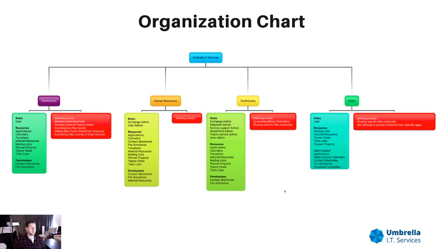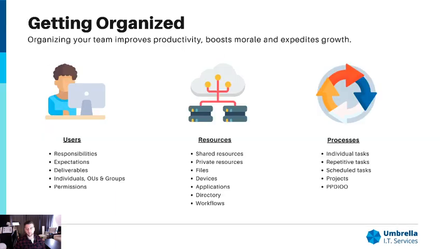So to summarize the organization section, as I mentioned earlier, I do have a tendency to rant, especially when no one is around to tell me to shut up, so I apologize. But in summation, it's very important to make sure that your organization is defined into these categories: users, resources, and processes.